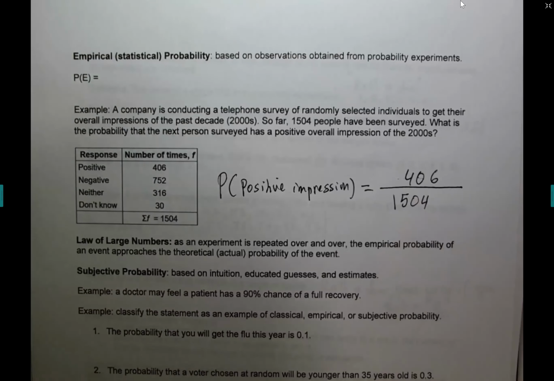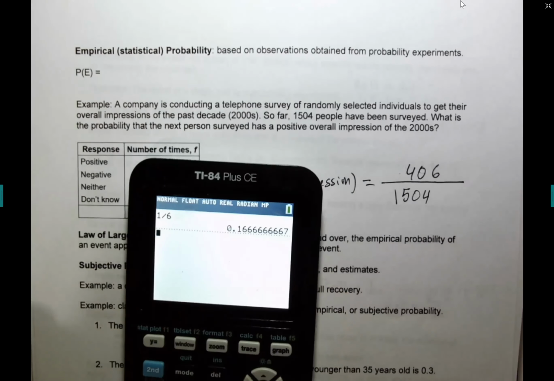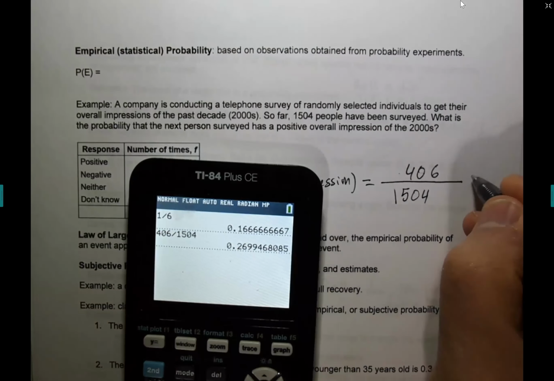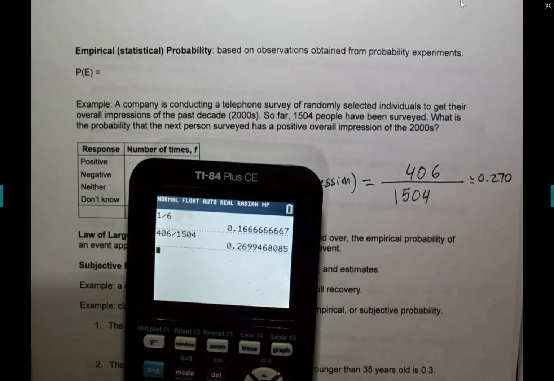And if you use your calculator, if he says, let's say you want a decimal to 3 decimal places, no problem. 406 divided by 1504. To 3 decimal places, guys, it will be 0.27. And that will be your answer.